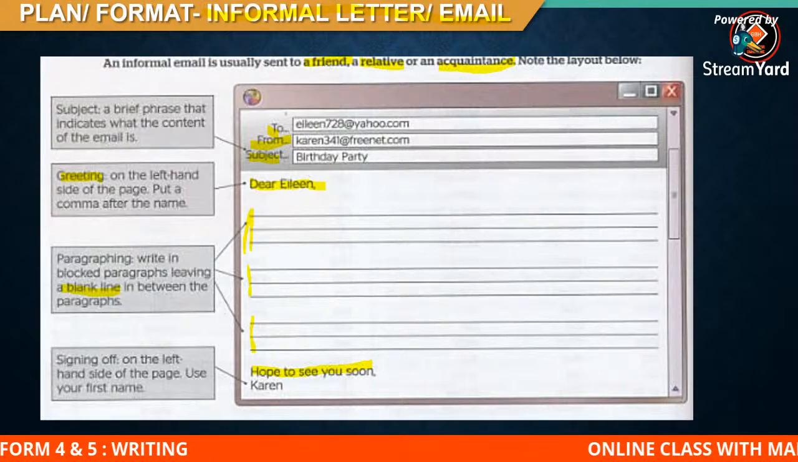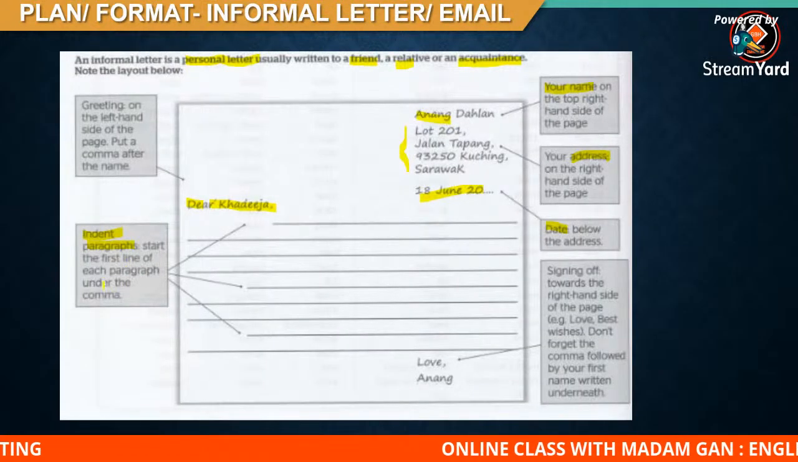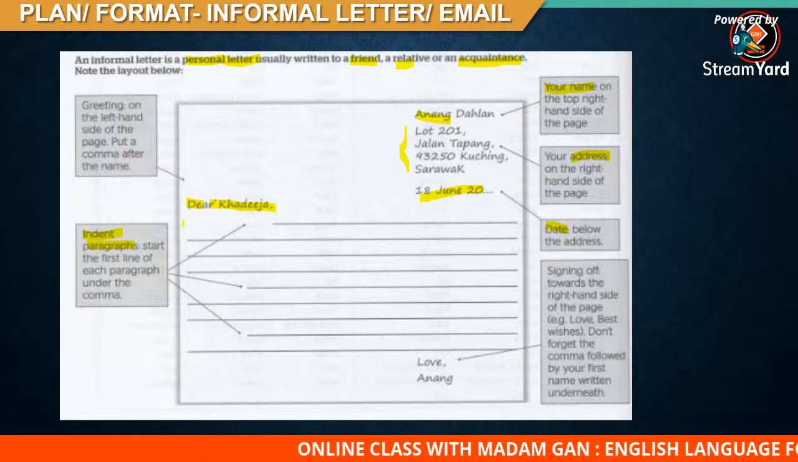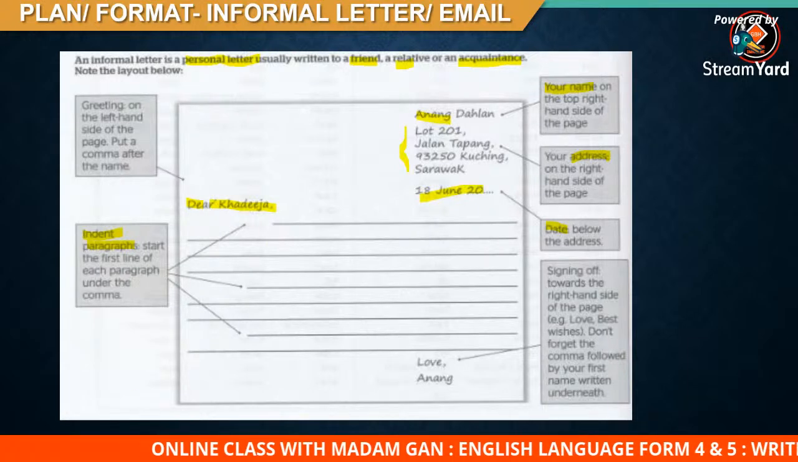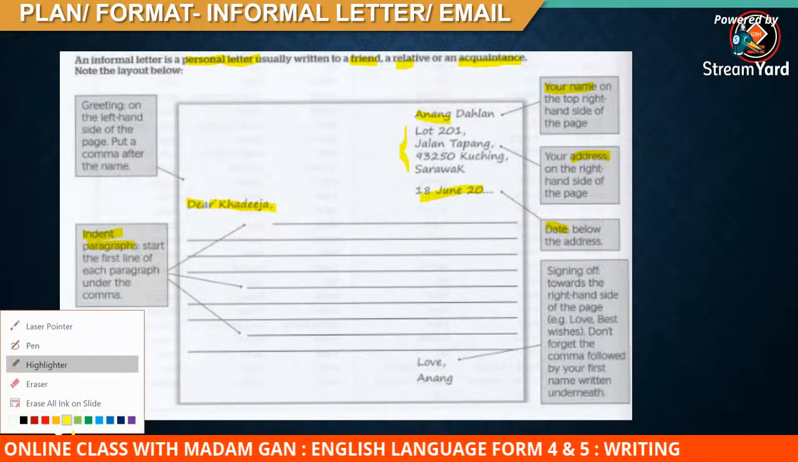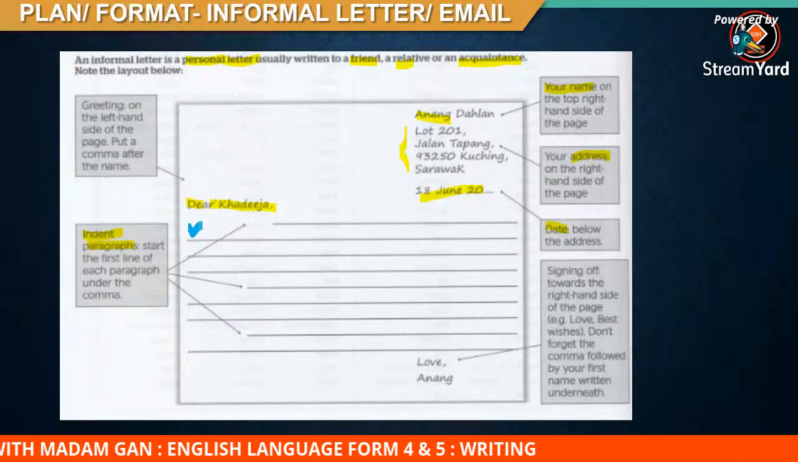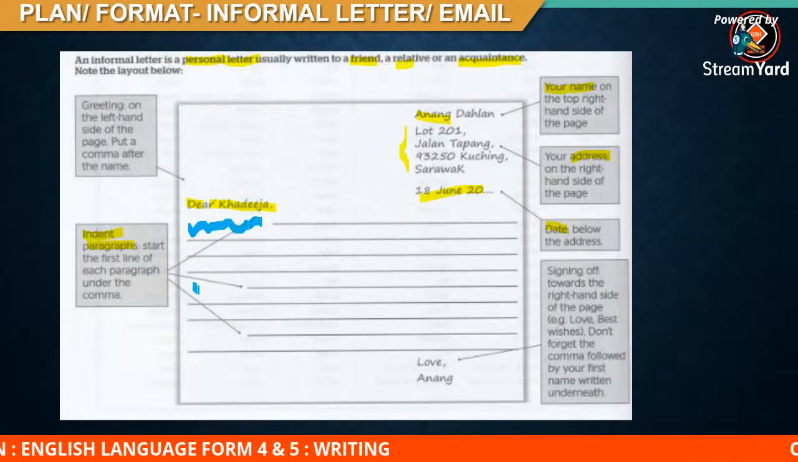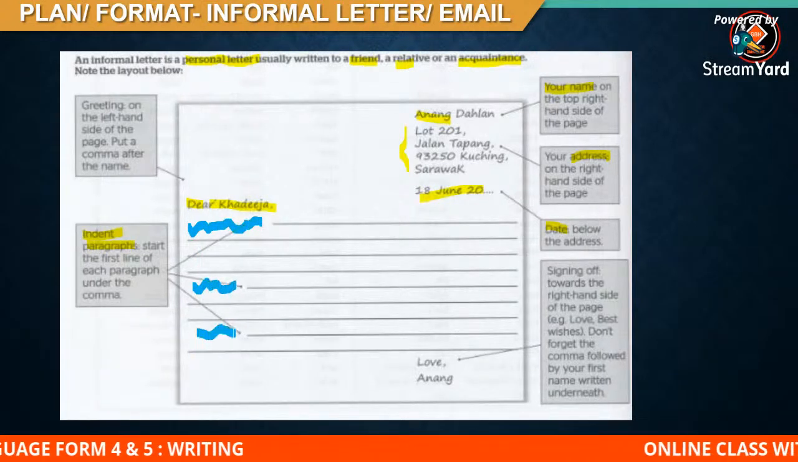But here, for the informal letter, you can use the indent paragraph. Indent means there is a spacing here, you see? Okay, I use another color. So you can see here, right? There is spacing here, right? So this is called indent paragraph. Okay.